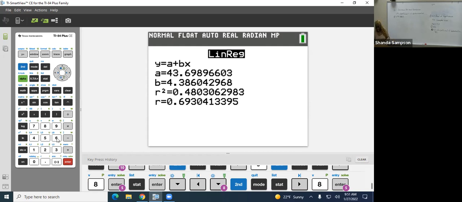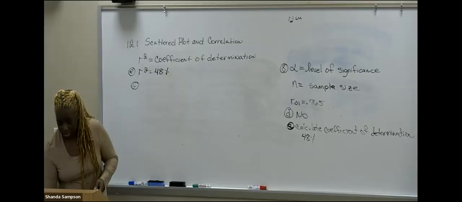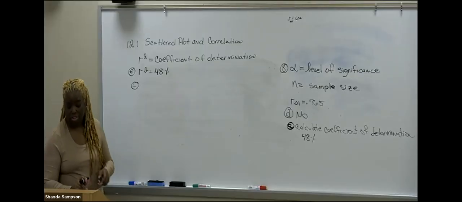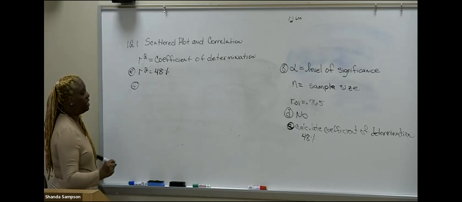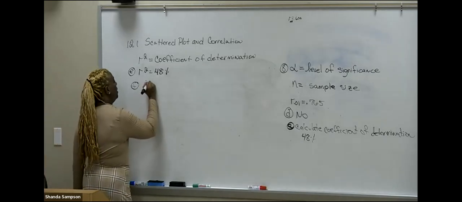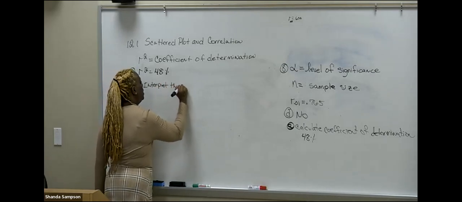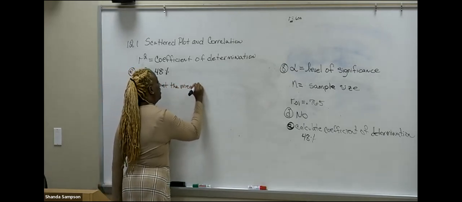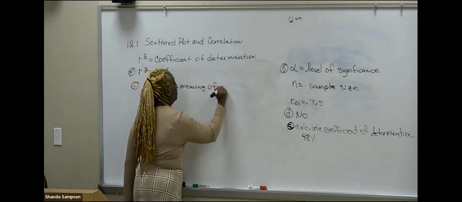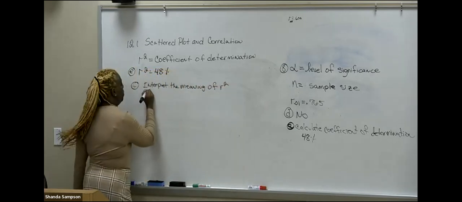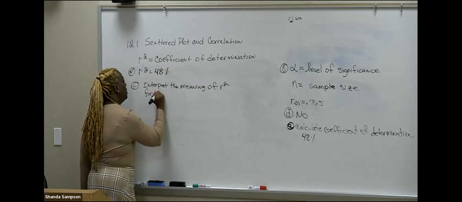And the next question will be on the test, A, B, C, D, E, F. I can stop sharing the screen so you can see what I'm writing. The next question is interpret the meaning of R squared for the given data set. So interpret the meaning of R squared for whatever the given data set is.